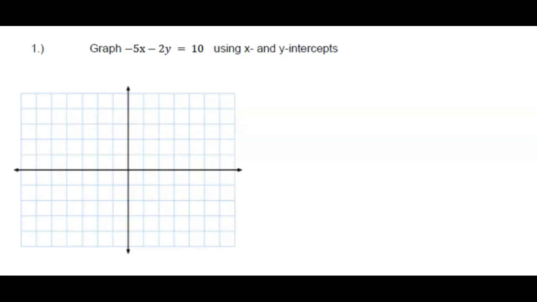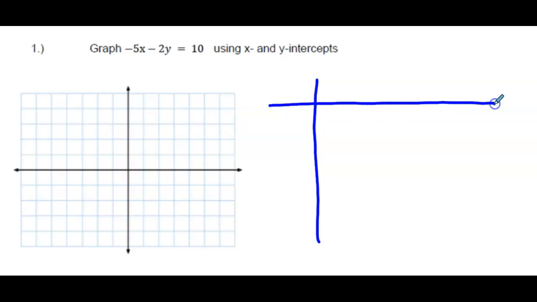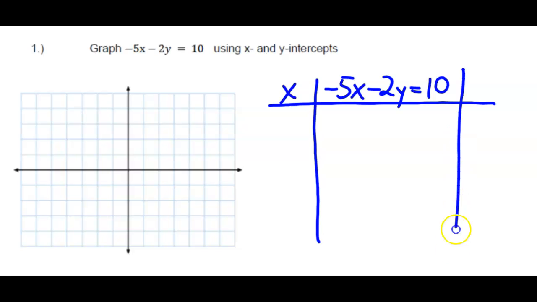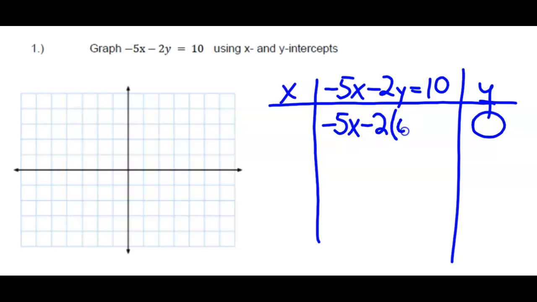If we're going to graph this equation, we're still going to make a table, but our table's going to look a little bit different. So here's still my x value. I'm going to write down my equation exactly the way it is, and I'm going to write down my y value. So what did I say? We need to first do our x-intercept, and we're going to do that by letting y be 0. So what does that look like in our equation? Negative 5x minus 2 times 0 equals 10.